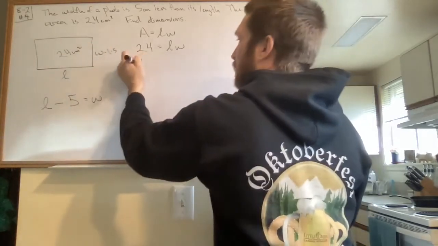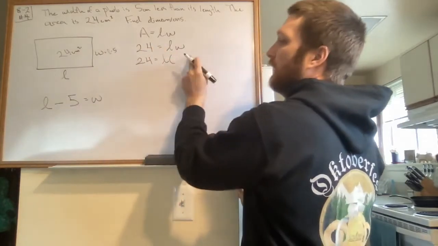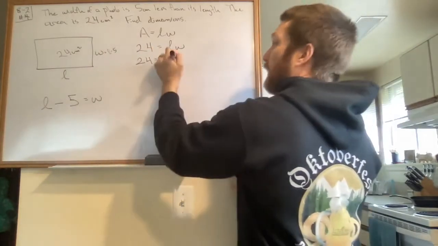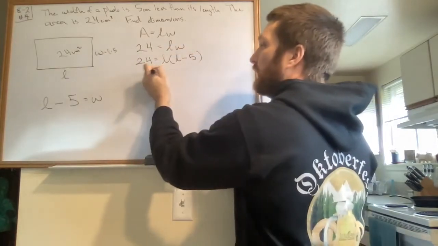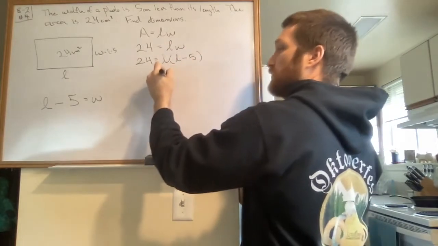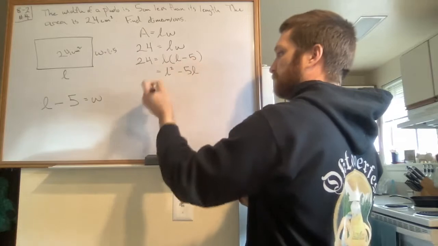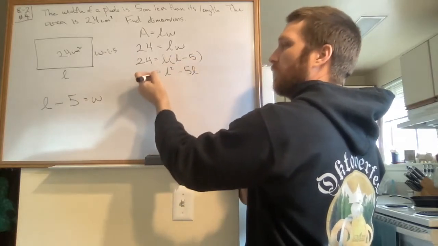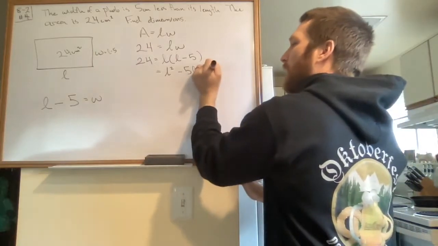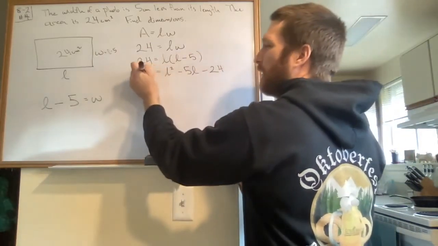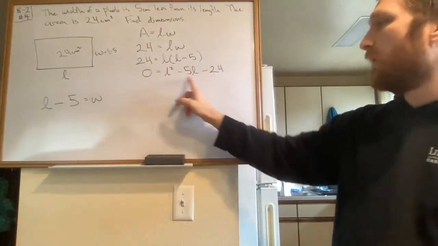So 24 equals L times W, and W is L minus 5. So I'm just going to replace it, L minus 5, just like that. I'm going to distribute that L, and I get L squared minus 5L equals 24. But how about I bring that 24 over? I'm going to go minus 24. Why am I doing that? Well, because I know this is a quadratic equation.